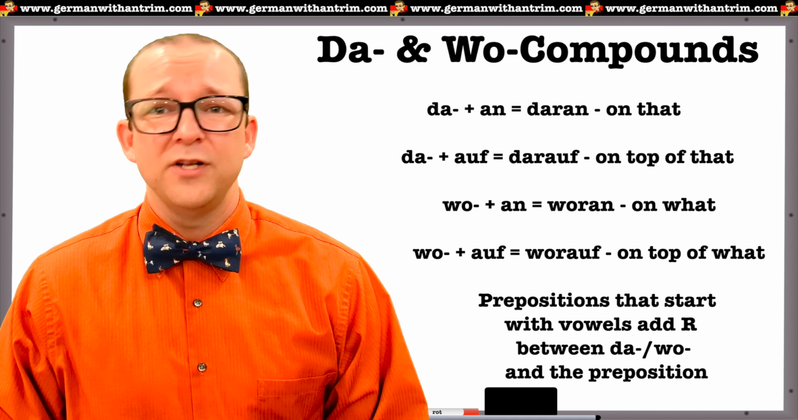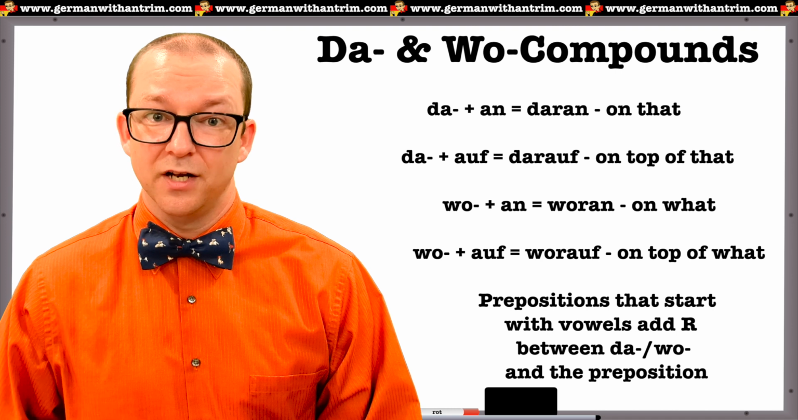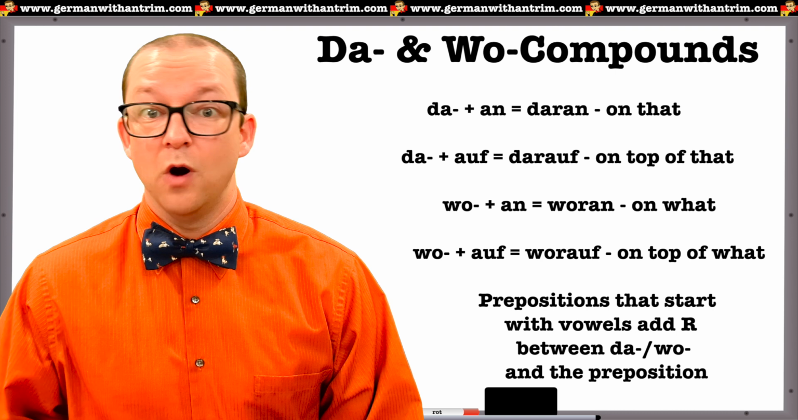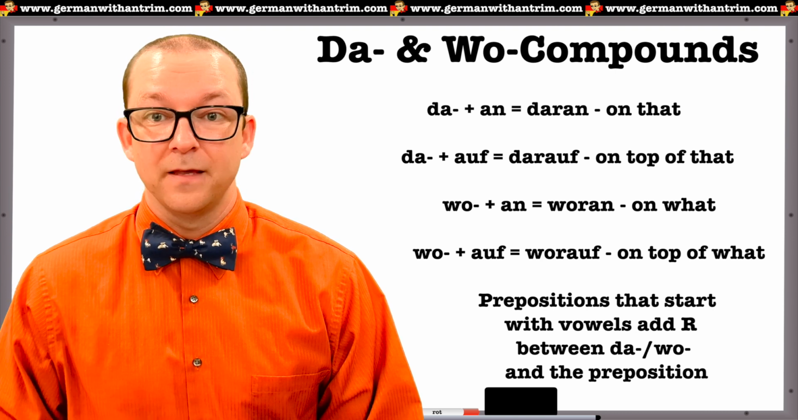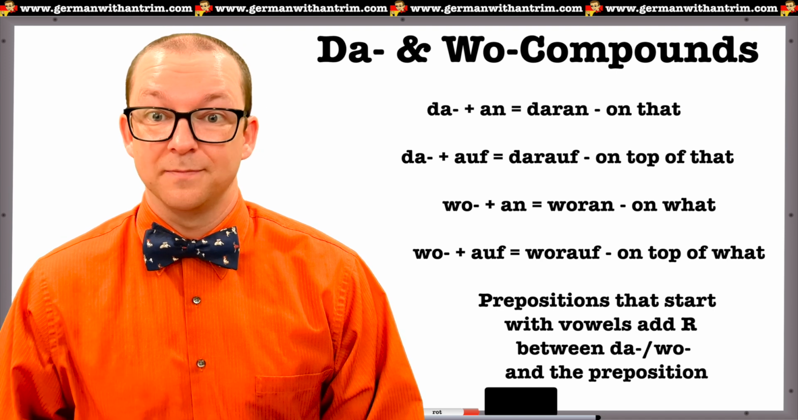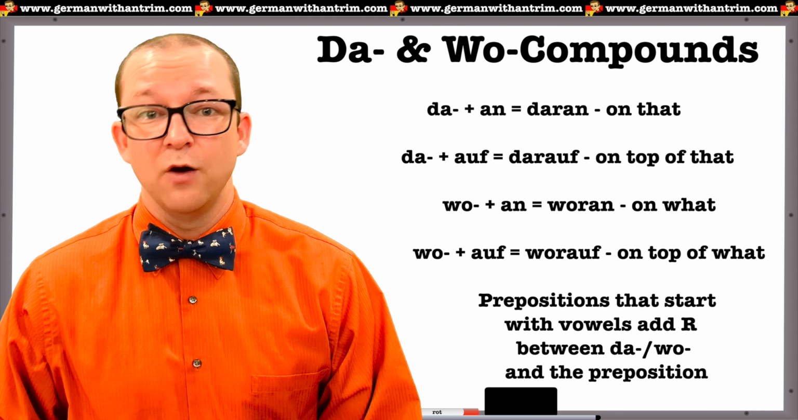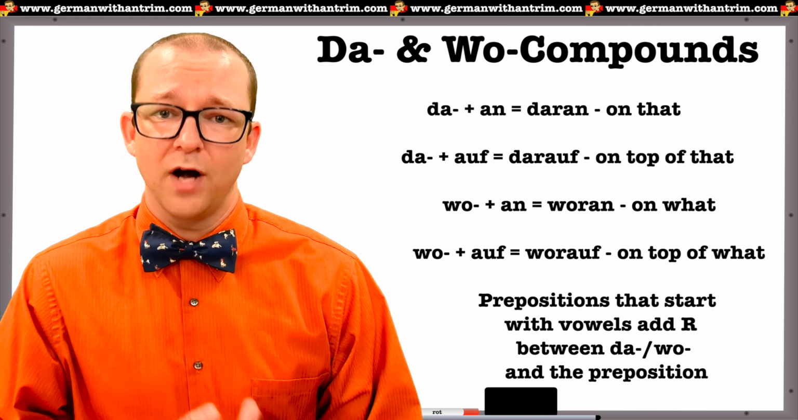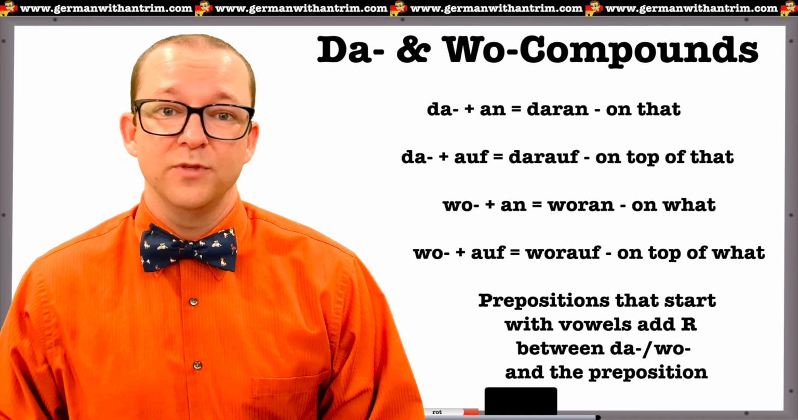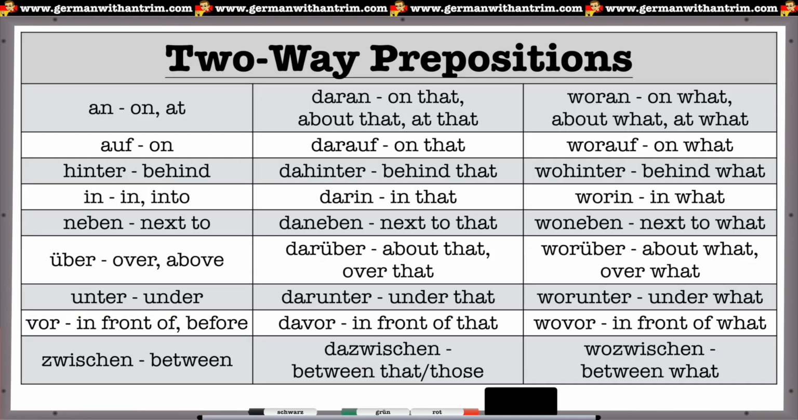As a quick reminder, when you add da in front of a preposition, it's used to say something like the usual translation of the preposition plus that. So auf goes from on to on that as darauf. When you add wo, you get the normal translation of the preposition plus what. Often there are idiomatic expressions that are commonly used with certain prepositions, which can also be expressed with da and wo compounds. Also, don't forget, if the preposition starts with a vowel, add r between da and wo and the preposition. There are 9 Wechselpräpositionen in German.